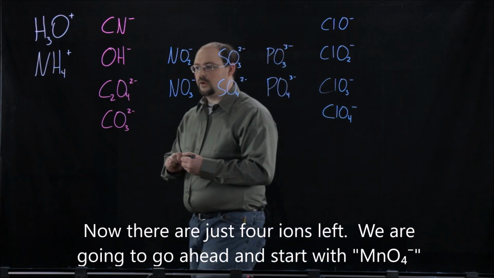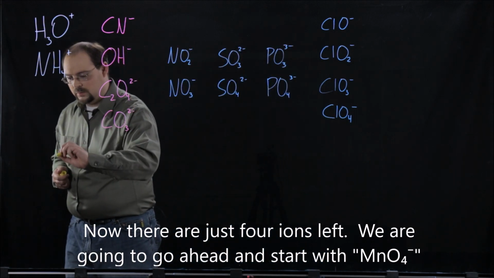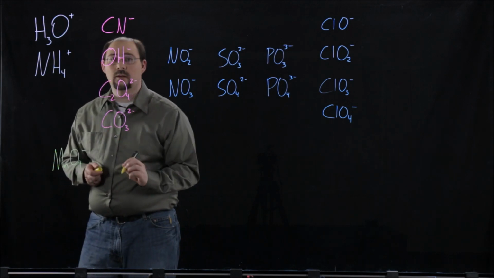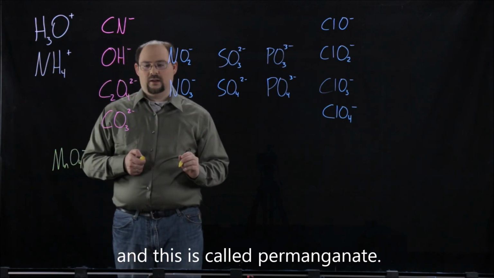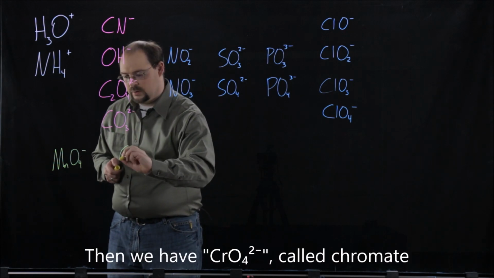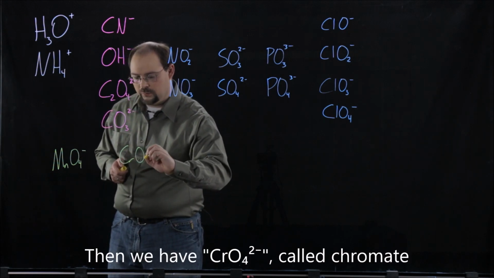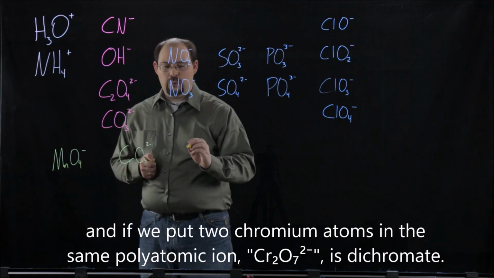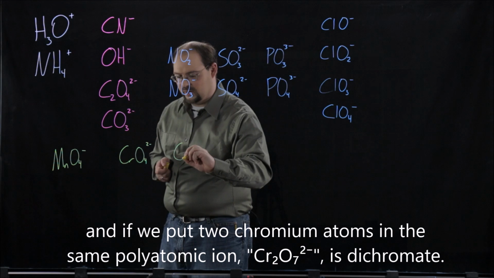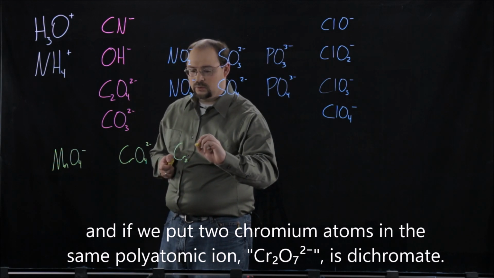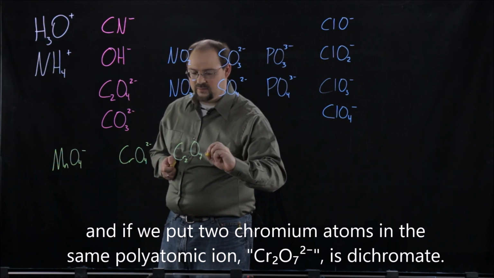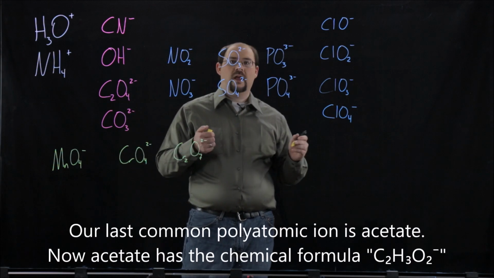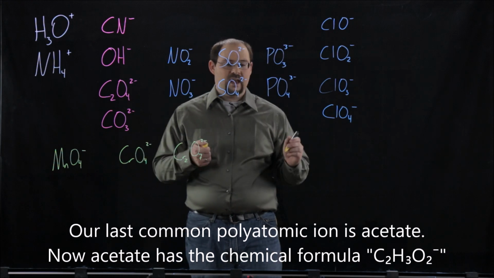Now there are just 4 ions left. We're going to go ahead and start with MnO4-, and this is called permanganate. Then we have CrO4 2-, called chromate, and if we put 2 chromium atoms in the same polyatomic ion, Cr2O7 2-, is dichromate. Our last common polyatomic ion is acetate.